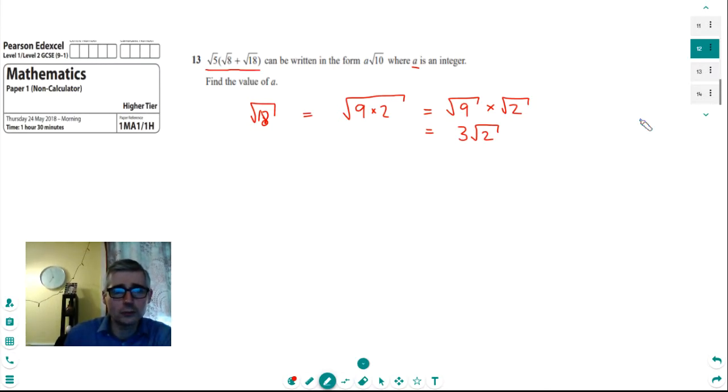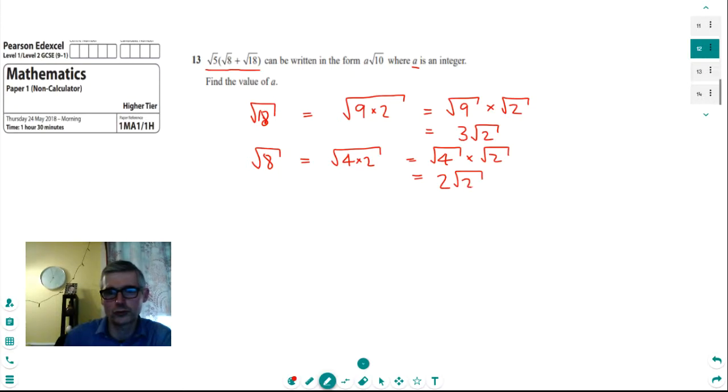I'm going to do the same with the root 8. So root 8, again, we're looking, are there any square numbers which are factors of 8? And we can see, well, root 8 could be written as root of 4 times 2. And 4 is obviously a square number. We can separate them out. We can say that's root 4 times root 2. And root 4 is 2 and becomes 2 root 2.